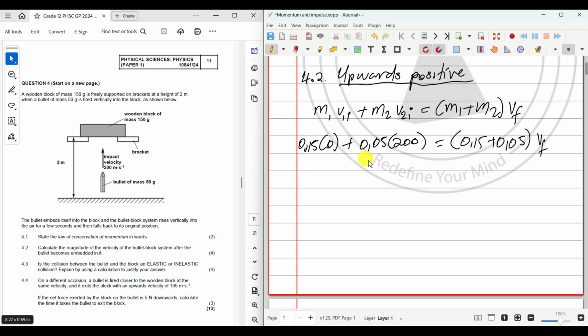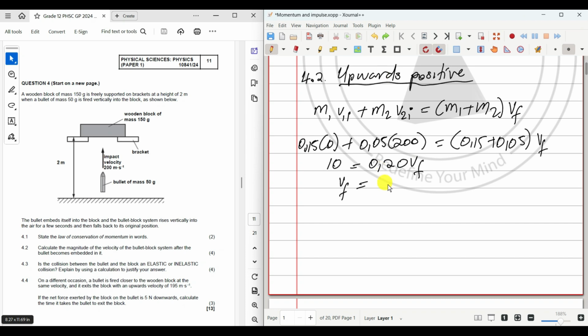5 times 2 is 10. So 5 times 200 will be 1000. So this will be 10, because we'll have 2 decimals, and this will become 0.20 V sub F. Now, 10 divided by 0.2 must be 50. So V sub F is 50 meters per second.